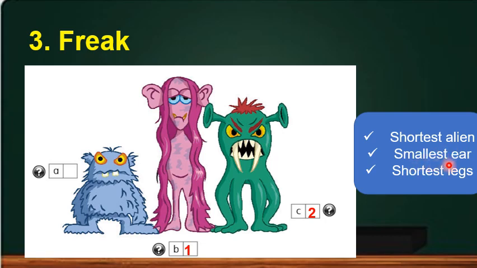Freak has the smallest ears and shortest legs. So which alien is Freak? Great, it is picture A.